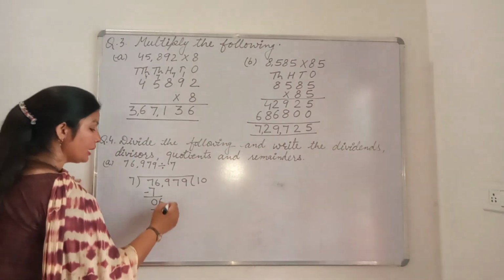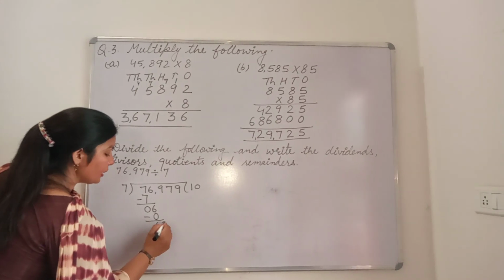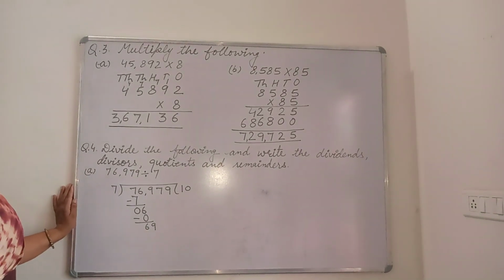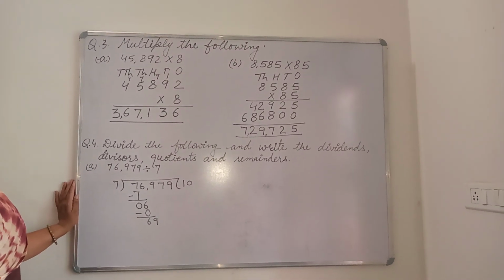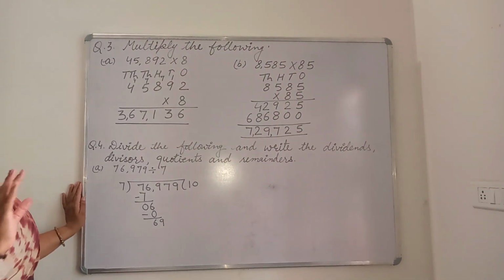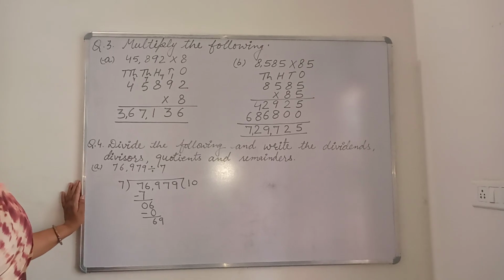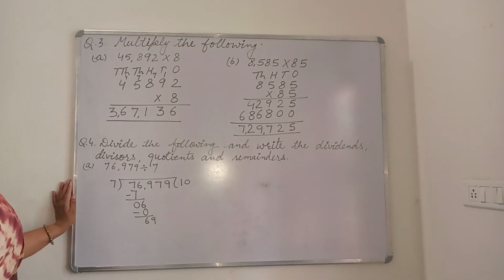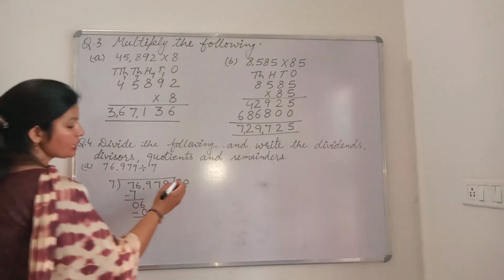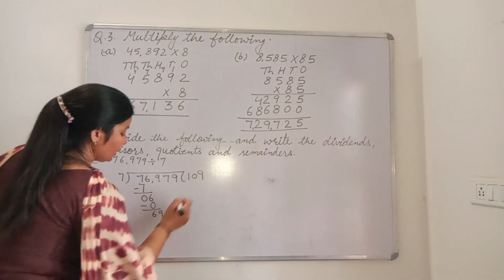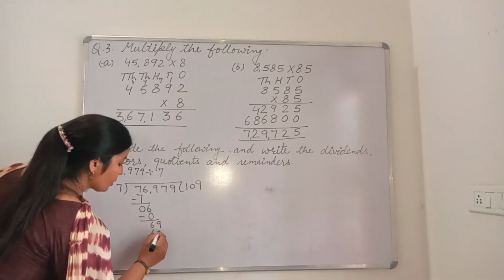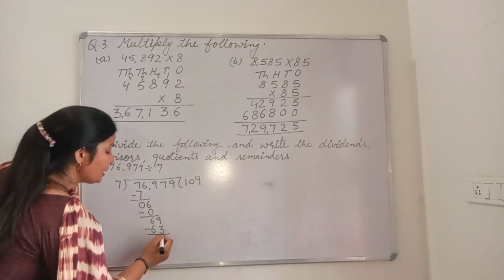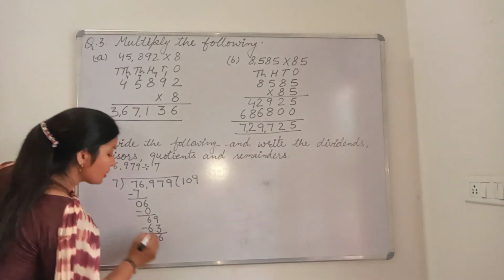Now we note down the next digit. Next is 9. So it becomes 69. Now we should recite the 7 table where we have 69. But we know that in the 7 table we don't have 69. At the 9 number, 7 nines are 63. So we will take the 9 number. 7 nines are 63. Now 9 minus 3 is 6.